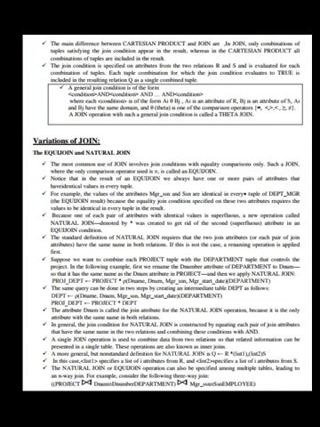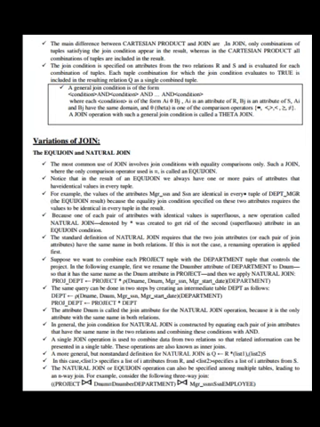Because one of each pair of attributes with identical values is superfluous, a new operation called natural join, denoted by *, was created to get rid of the second superfluous attribute in an equi-join condition. The standard definition of natural join requires that the two join attributes, or each pair of the join attributes, have the same name in both relations. If this is not the case, a renaming operation is applied first.